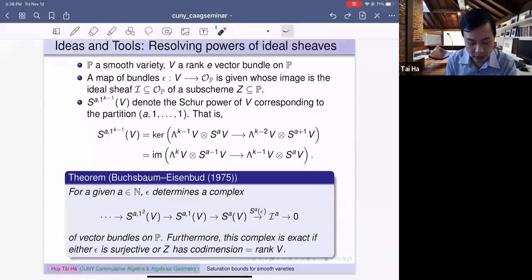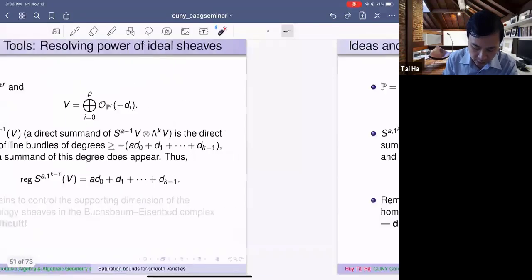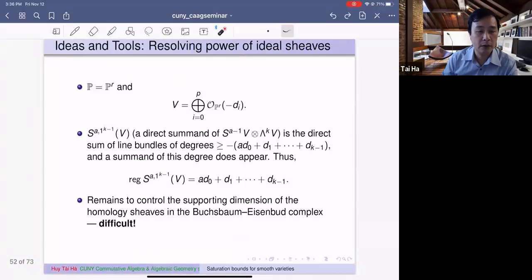By Buchsbaum and Eisenbud, we know that this complex is exact if this map is surjective, or if X is a complete intersection. Now, in general, unfortunately, we do not know if this complex is exact. So we have to control the supporting dimension of homology of the sheaf resulting in this Buchsbaum-Eisenbud complex. And this turned out to be a very difficult problem.